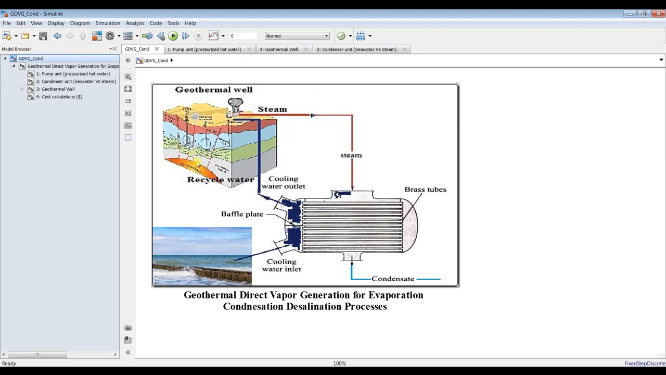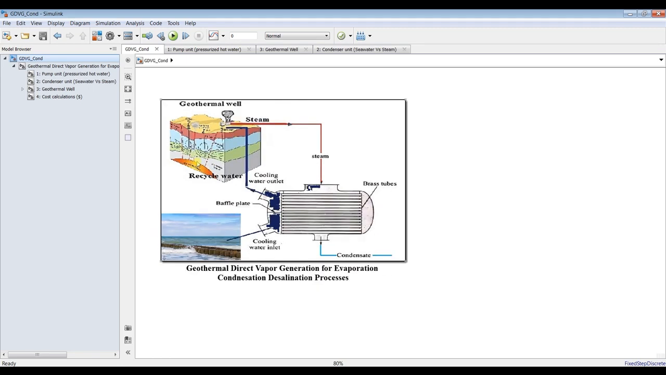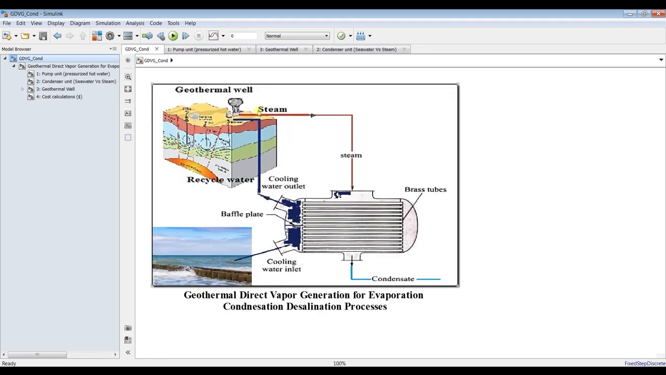It is not my specialization. I am just caring about how to model such a technique, and we are going to continue our study about the side effects of pumping saline water inside the geothermal well and so on. All we are going to care about is that it's direct vapor generation for complete condensation. This is our main assumption.